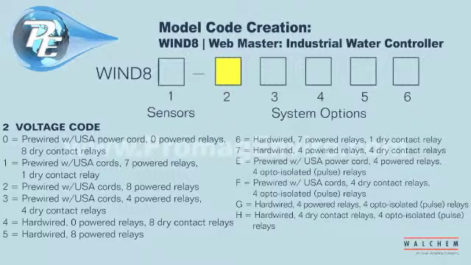The letter E represents pre-wired with USA power cord and 4 powered relays and 4 opto-isolated relays. The letter F represents pre-wired with USA cords and 4 dry contact relays and 4 opto-isolated relays. The letter G represents hardwired with 4 powered relays and 4 opto-isolated relays. The letter H represents hardwired with 4 dry contact relays and 4 opto-isolated relays.